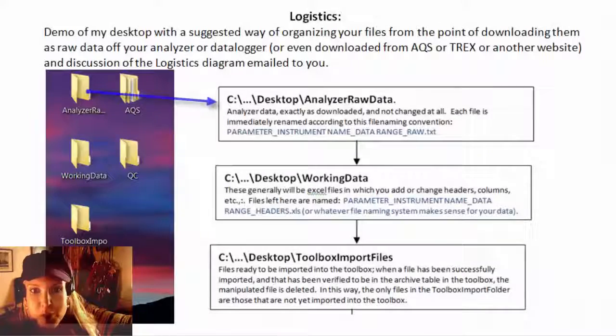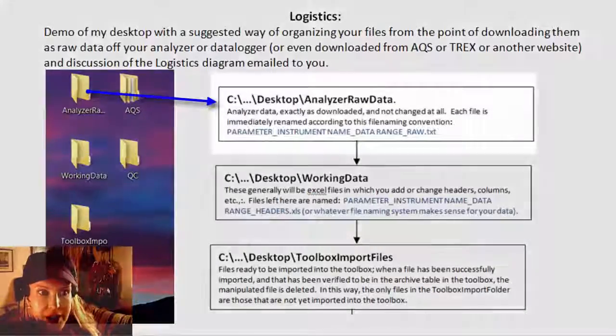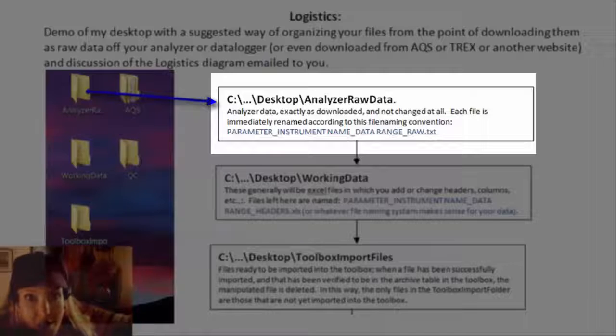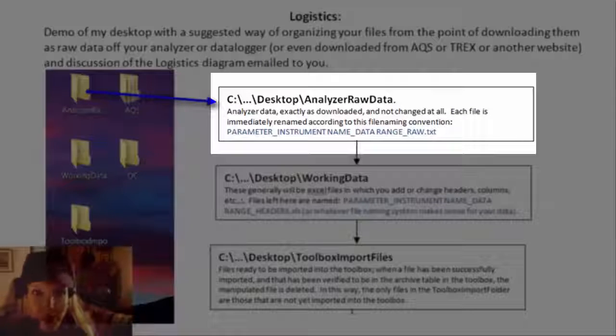to demonstrate it. The first folder is the Analyzer raw data. And this is the folder that contains the data that you download, however you download it, and that you're not going to manipulate. You want to keep the data in this folder just as you downloaded it in case you mess up down the line and need to go back to this.